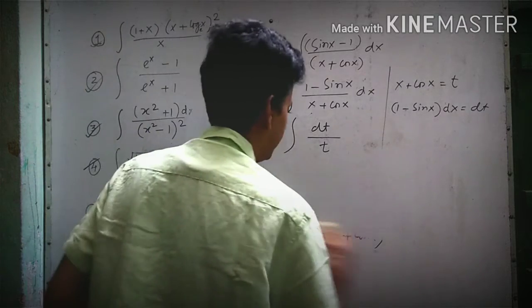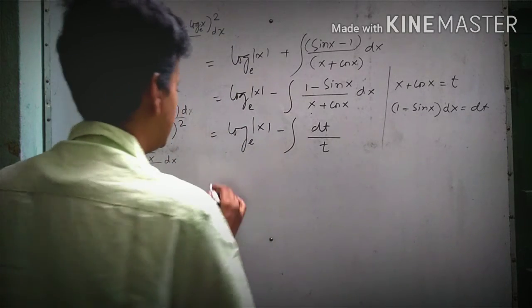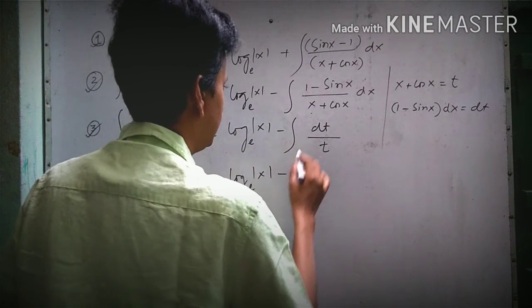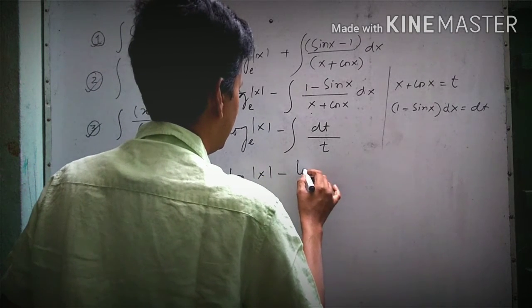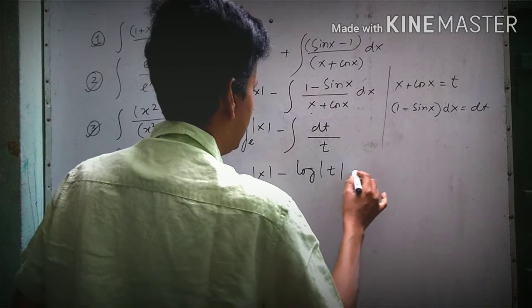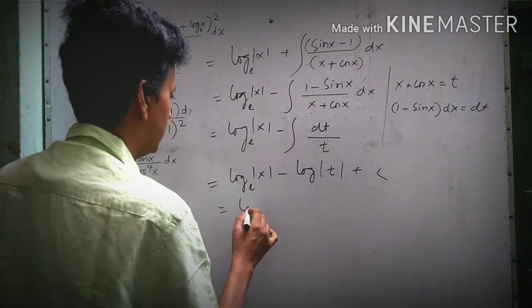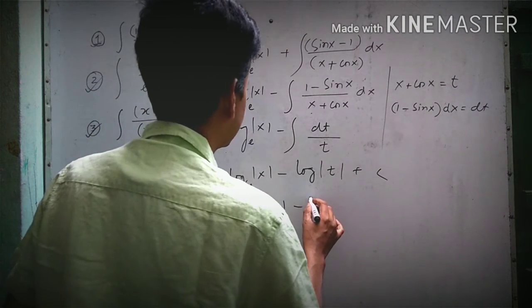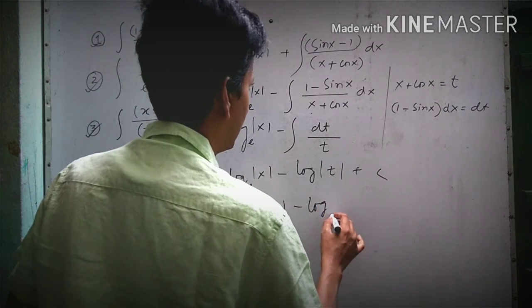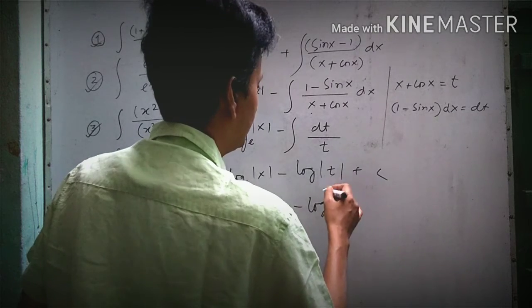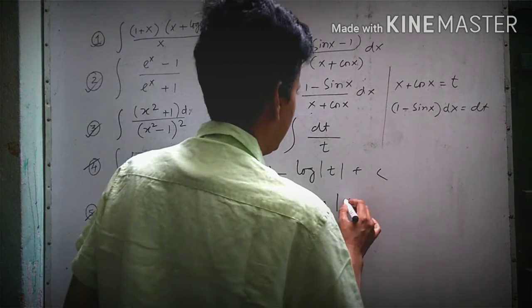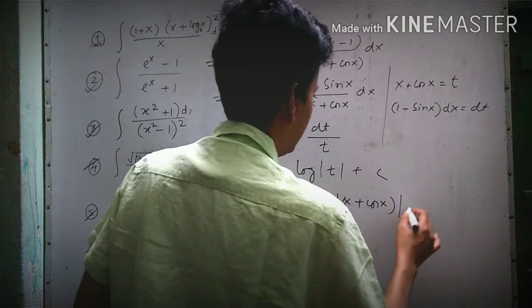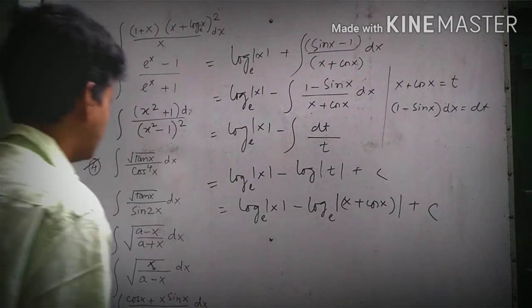Therefore our final result will be log of mod x minus integration of dt by t, that is log of t plus c, that is log of mod x minus log of mod, we put the value of t, that is x plus cos x, plus c.